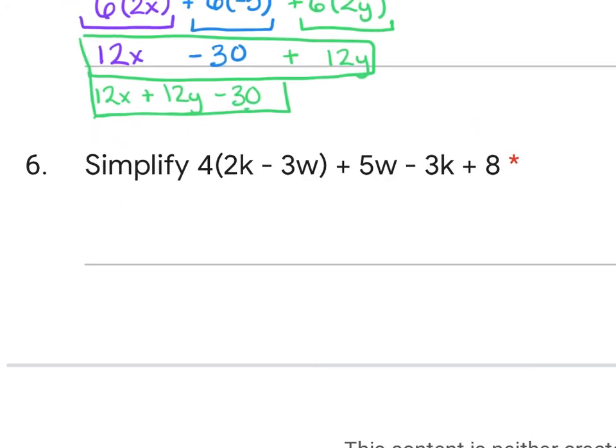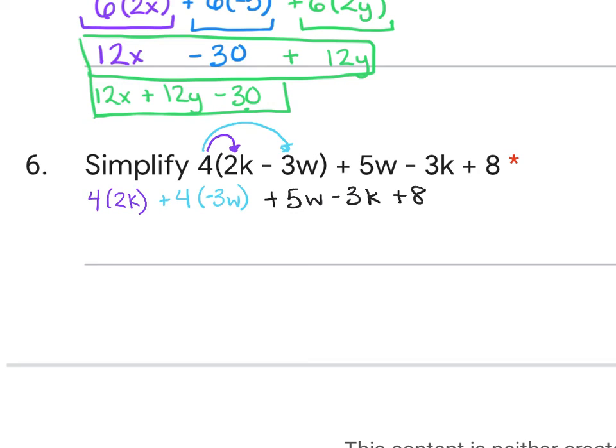We need to simplify. This is our last one. So I'm going to distribute. So I have the 4 times the 2k. So 4 times 2k. And then I have to do the 4 times the negative 3w. And then I'm going to write everything else the same. So I have plus 5w minus 3k plus 8.